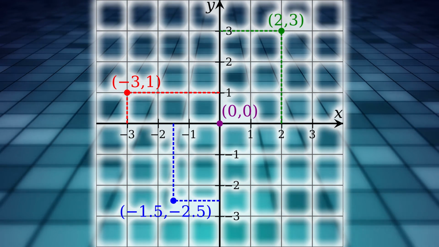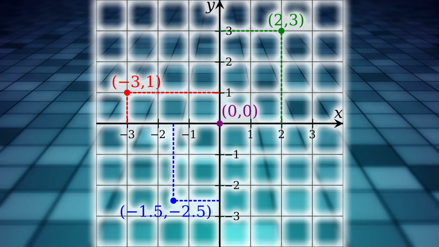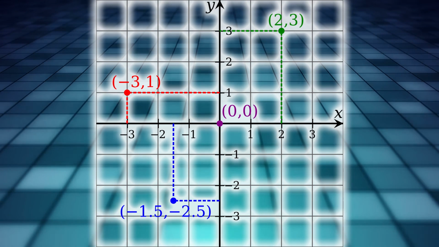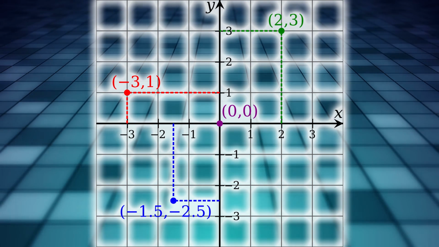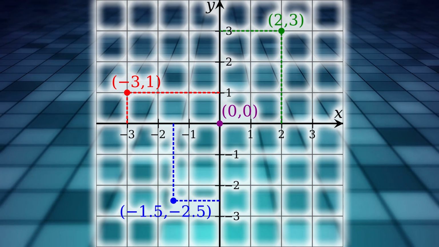Coordinates of origin are (0, 0). The coordinates of a point on the x-axis are in the form of (x, 0), and that of a point on the y-axis are (0, y).